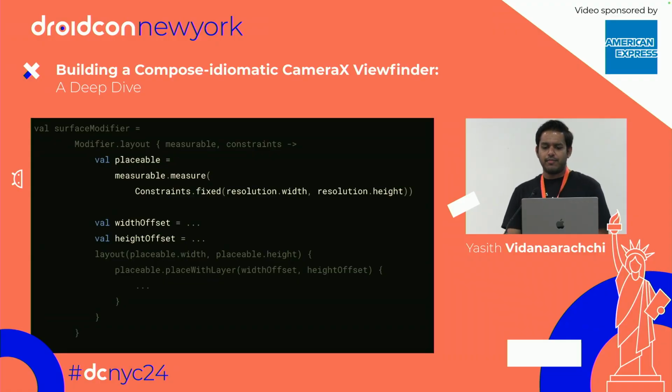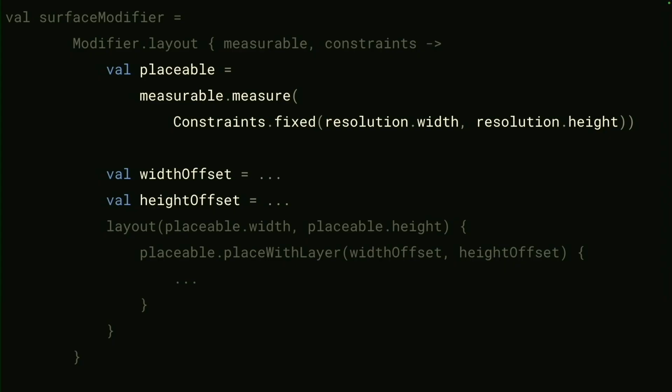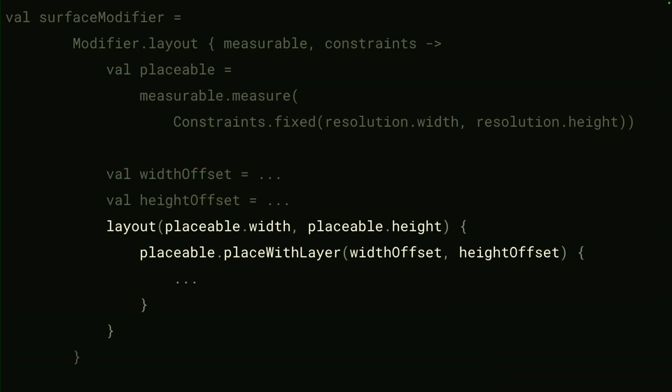So we can measure the placeable that we want to place inside the composer, and in this case it's our surface, and we want to measure to fit a surface for the given resolution and height that we get from the camera. Then we also have to do some offsets, because in Compose, by default, a child is centered in the parent, and if there's any overflow, we want to be able to do our math with the child composable and the parent lined up at the origin. So we calculate some offsets, and then we lay out our placeable inside with place with layer, and inside the place with layer we can do some more calculations to get everything to line up.